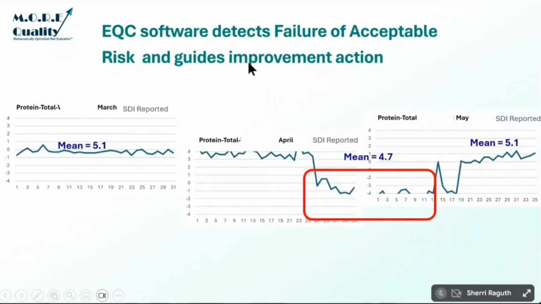EQC detects failure of acceptable risk and guides improvement action. This is reality. This is a shift in the mean in total protein that took this out of clinical acceptability. And if the same thing happened at the low end, we provide you a report with AI that says, if this happened to a patient you were monitoring, here's what the doctor would think differently. Here's what the doctor would do differently. It took them the better part of a month before they happened to put in a new reagent lot and fix the program. If they were using this software properly, they would have fixed this problem and never accepted this period when they were out of control.